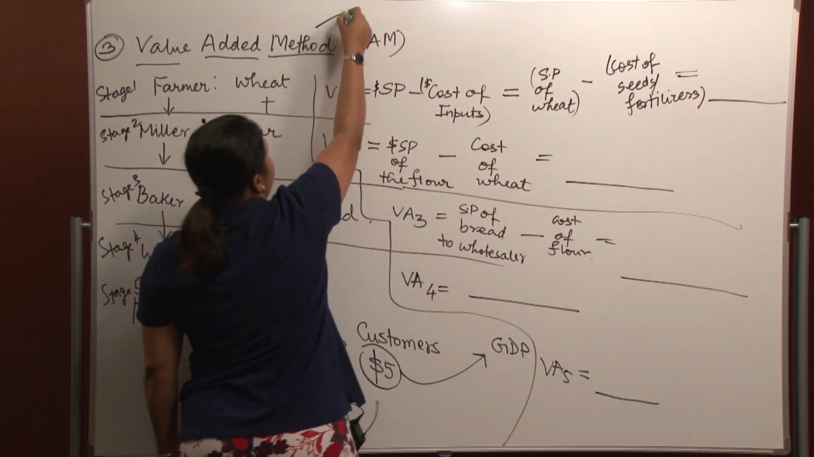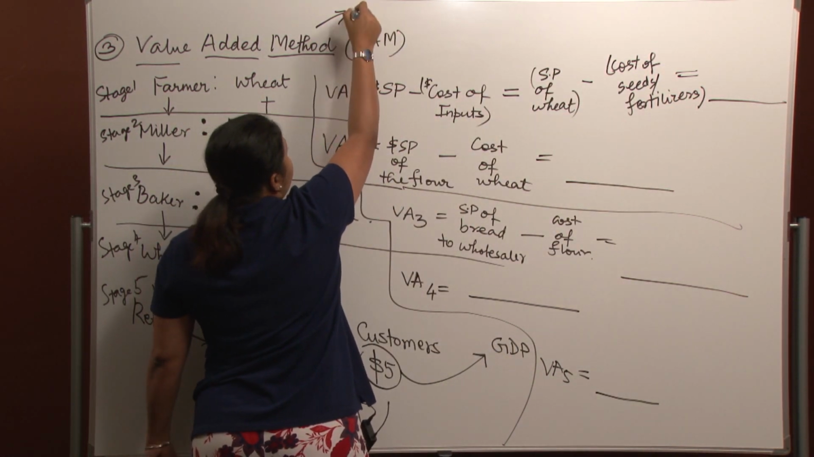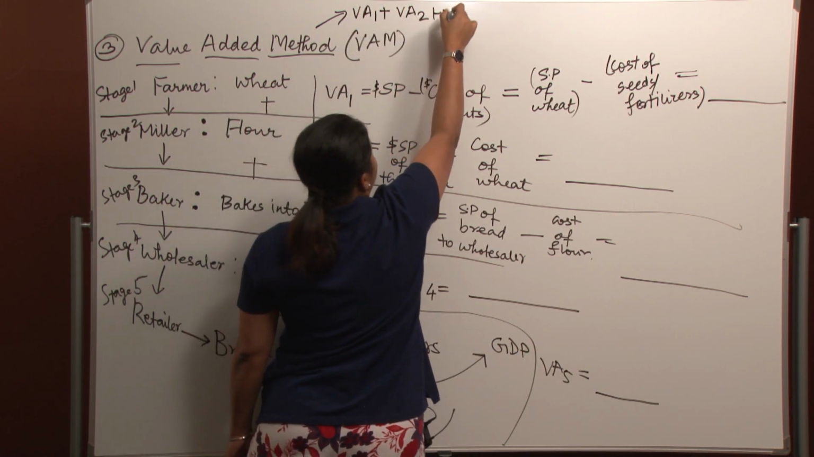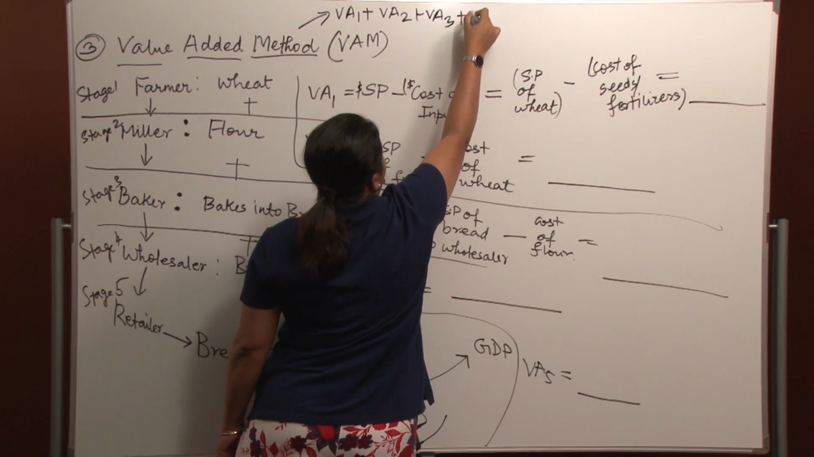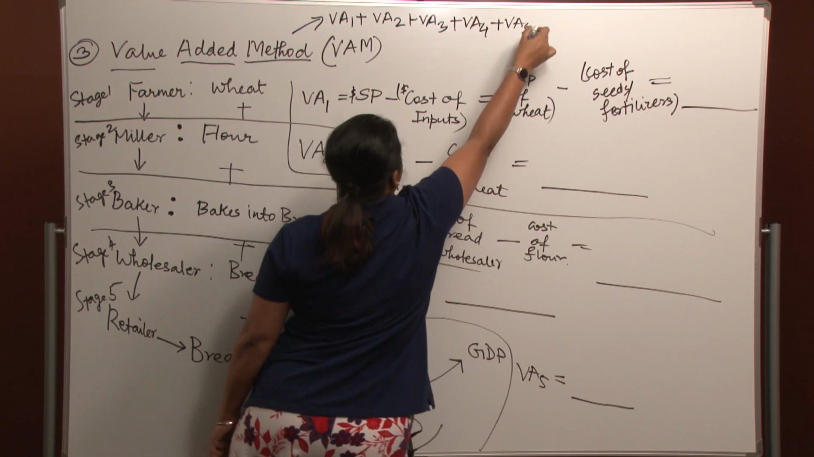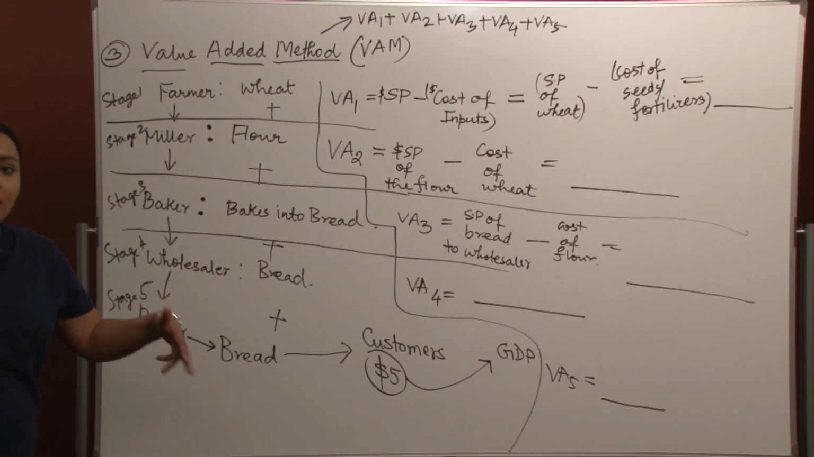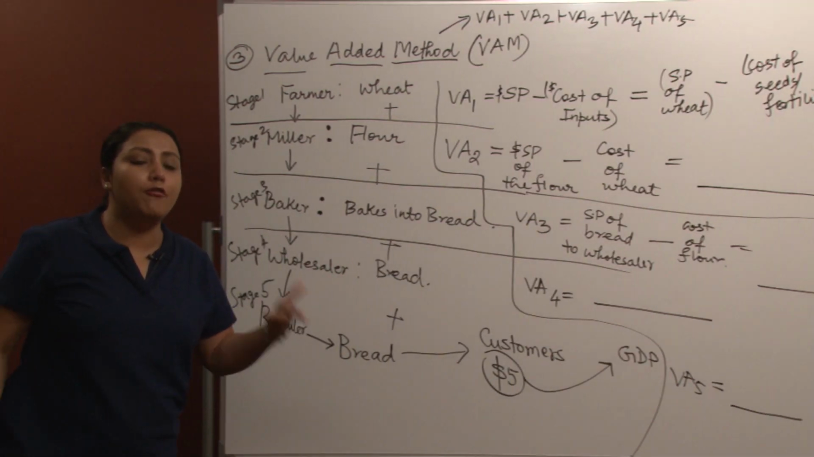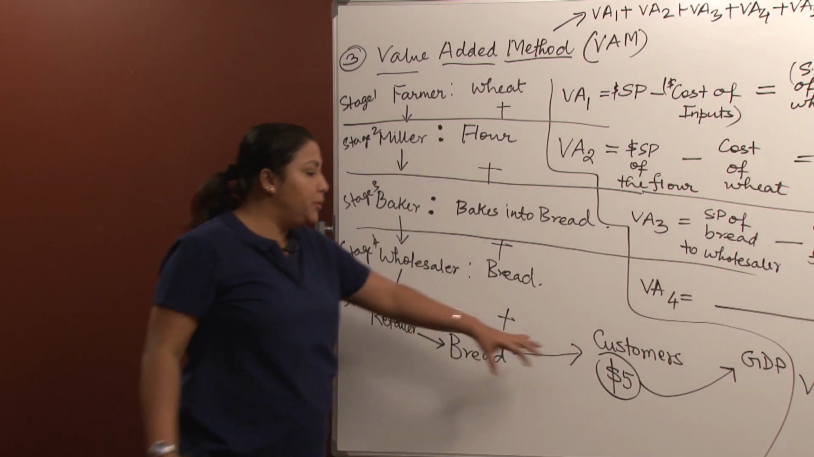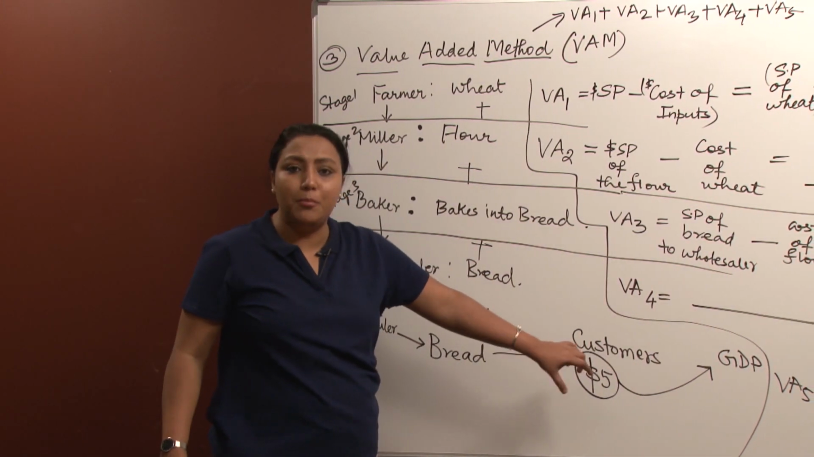So what I am saying is, basically you can get the value of the bread by doing VA1 plus VA2 plus VA3 plus VA4 plus VA5. That means just adding the values added to the product at every stage of production. That's an alternative method. So one way would be just take the selling price of the bread.